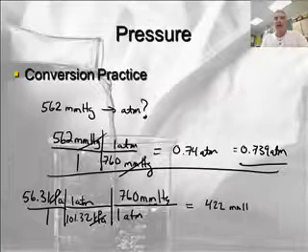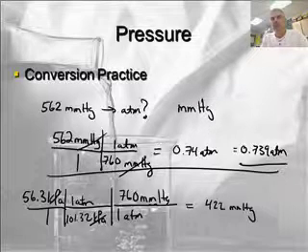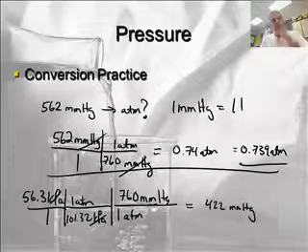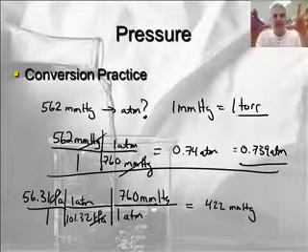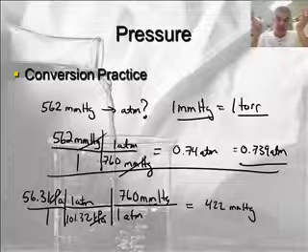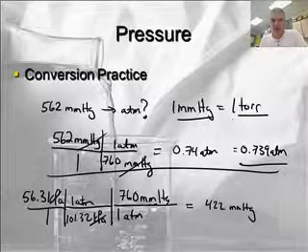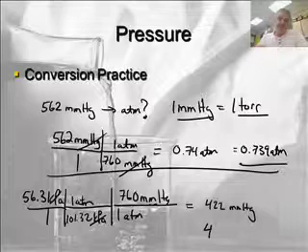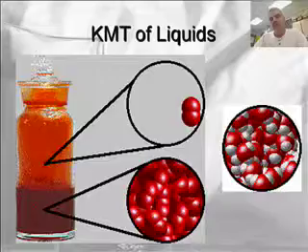Now let me say one more thing about millimeters of mercury. 1 millimeter of mercury is also equal to 1 torr. Torr stands for a famous scientist from Italy, Torricelli, who is the guy who invented the barometer. We just call it a torr. So I could just as well have said this is 422 torr. Same thing.